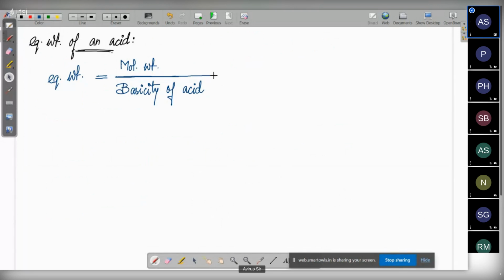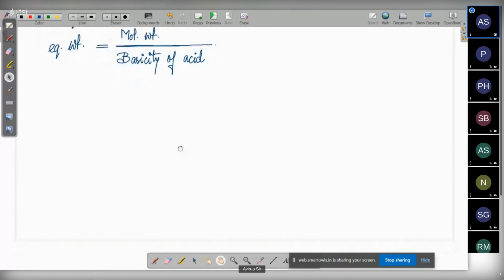So now tell me, have you done about the basicity of acid in class 10? Do you know what the basicity of an acid is? Have you done it in class 10 in the chapter of acid and base? Not the pH level. This is different than pH. Have you done such things like monobasic, dibasic, all these things? No. Okay. So then let us see this.